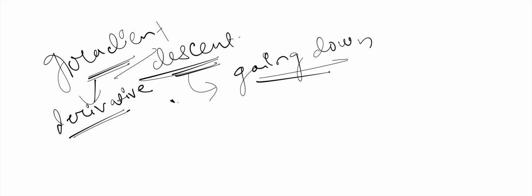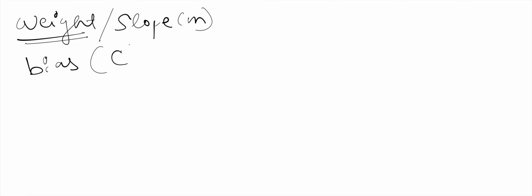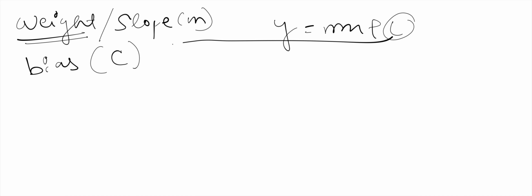So now, how do we do it? Let us go through it. Here there are some key terms. One is weight or slope m. But we'll be sticking with weight, because that is what we call it in AI/ML. Then comes the b, bias, c in our equation. This thing is this, and this is this. Then we have the input, x equals input.